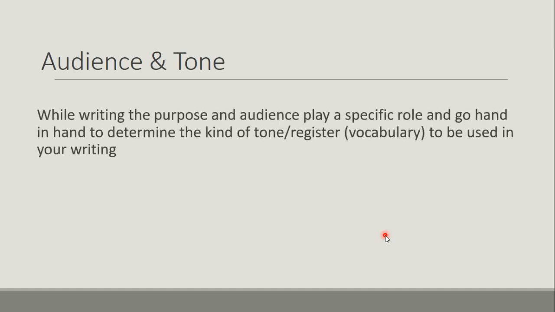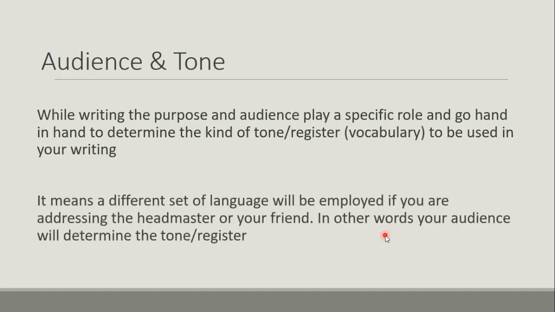While writing, the purpose and audience play a specific role and go hand in hand to determine the kind of tone, register, or vocabulary to be used in your writing. The choice of vocabulary sets the tone or the mood of your writing. It means a different set of language will be employed if you're addressing the headmaster or your friend. In other words, your audience is going to determine your tone and register.